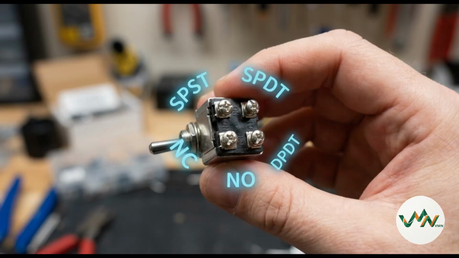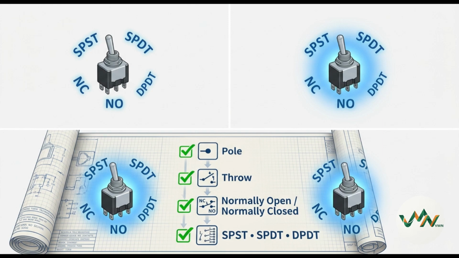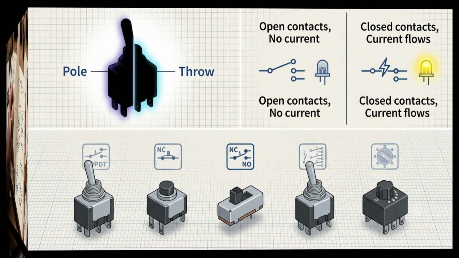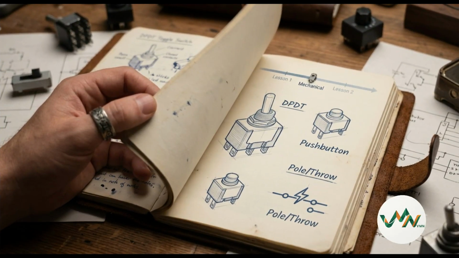If you've ever looked at a switch or a circuit diagram and wondered what all these letters actually mean, don't worry. By the end of this lesson, you'll understand what pole and throw mean, what normally open and normally closed are, and you'll be able to identify the most common switch configurations used in electronics. So let's get started. Before we dive in, here's a quick recap.